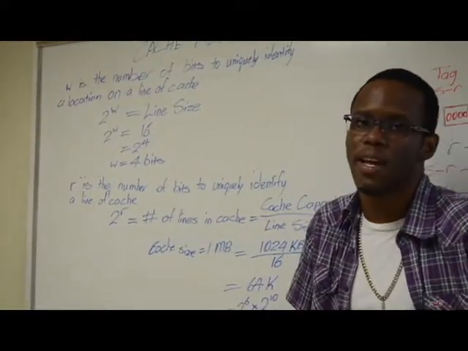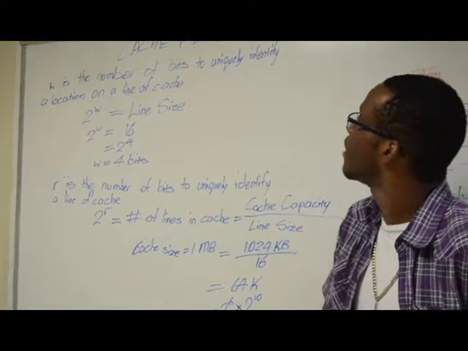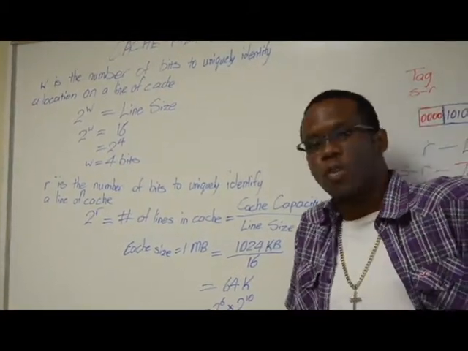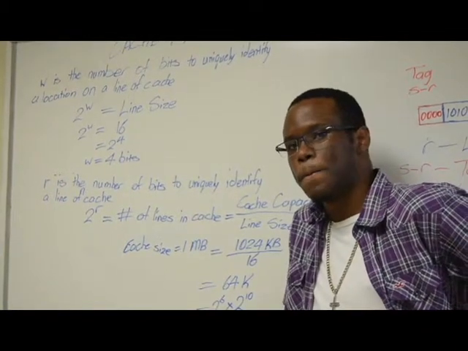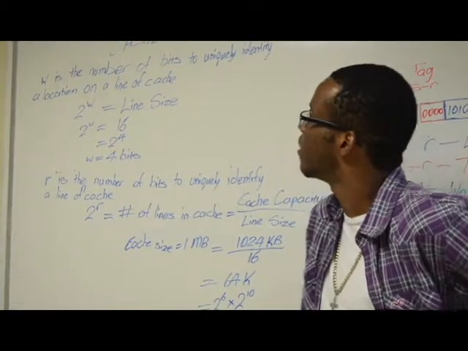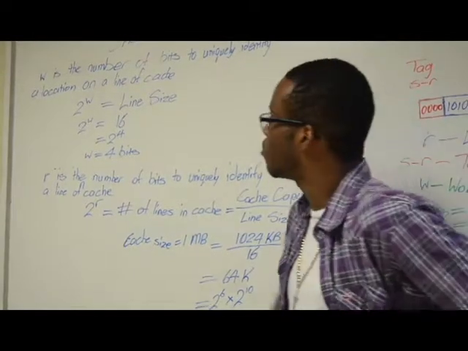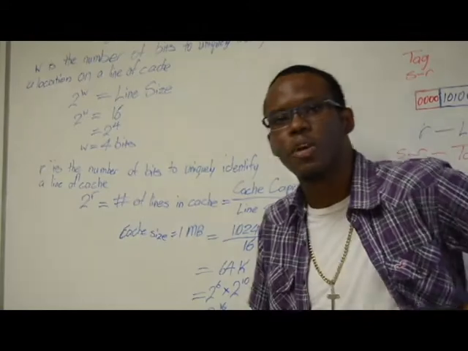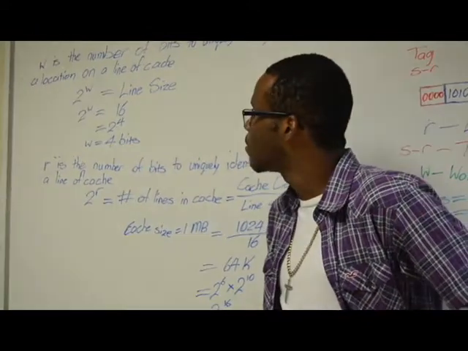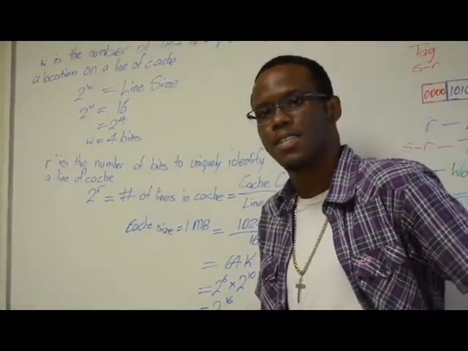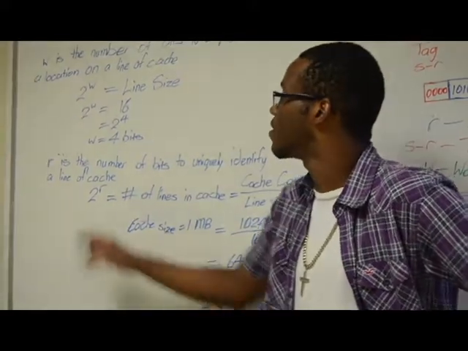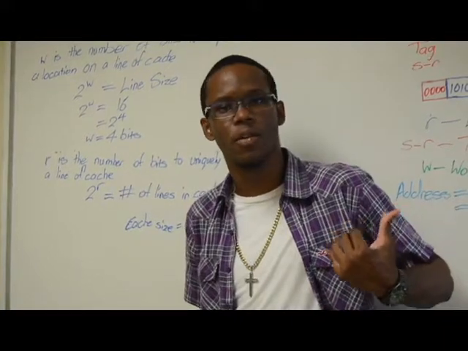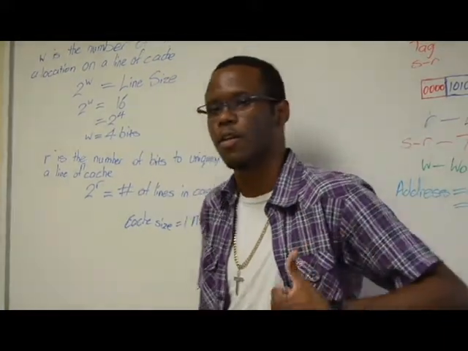W is the number of bits to uniquely identify a location on a line of cache. Depending on how the question is structured, they'll have to give us the line size. So 2 to the W equals our line size. 2 to the W equals 16, therefore 2 to the 4 is equal to 16, and that means our W is 4 bits. If you check back our example, 4 bits is the size of our word.